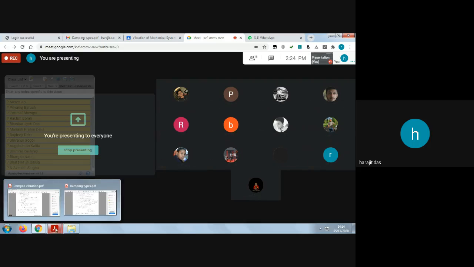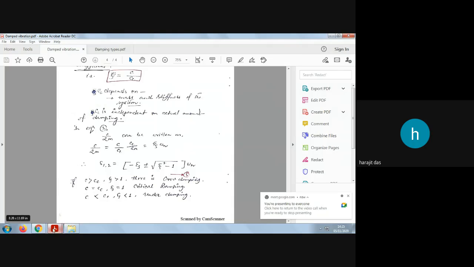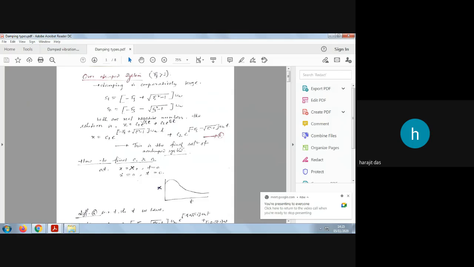Okay, now let's move. Let us take the over damping system. I think the letters are visible. Yes. In the over damping system, I have told you that the zeta value is greater than 1. If you put zeta greater than 1, you will get two values, because s1,2 equals minus zeta plus minus under root zeta squared minus 1, into omega n. If zeta is greater than 1, we can write zeta squared minus 1. If zeta is less than 1, then we need to write 1 minus zeta squared, like that.